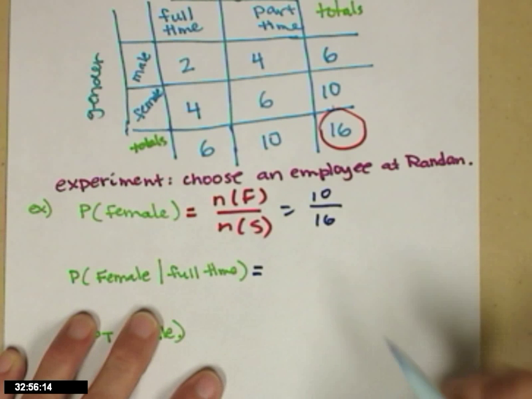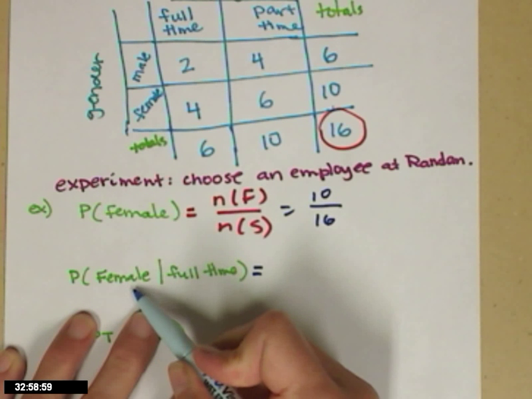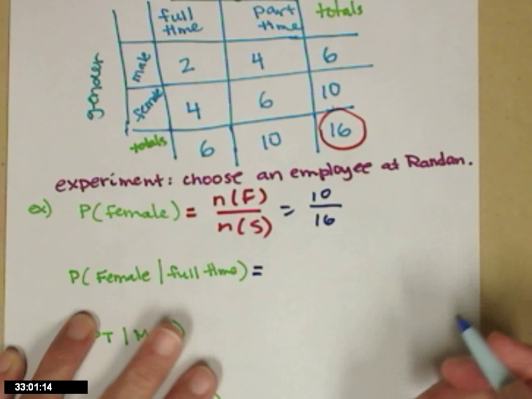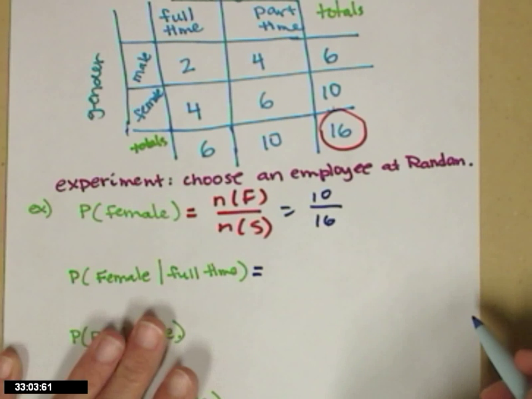So now let's do this next one. What's the probability that we choose a female given it's a full-time employee? Now, here's how we can use the table.